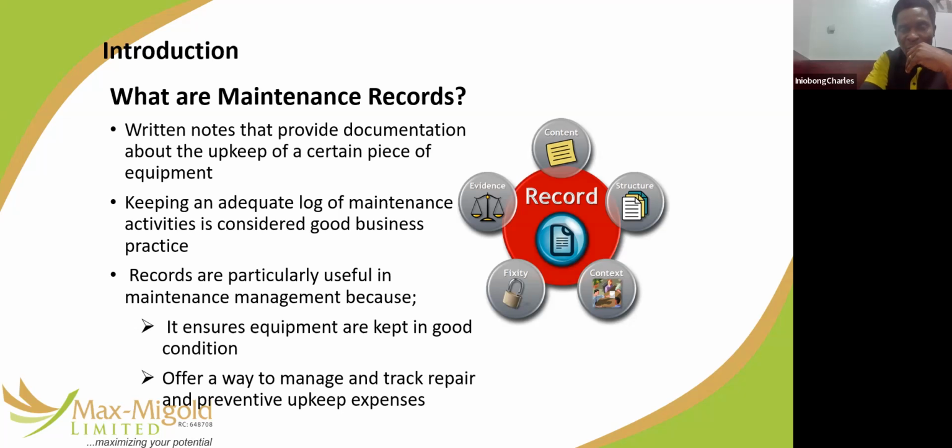This is what you can use during your budgeting. This is what you can present as objective evidence that you are carrying out maintenance. This is what you can use in making sure that you don't lose your warranty. So it is very important that we keep records.